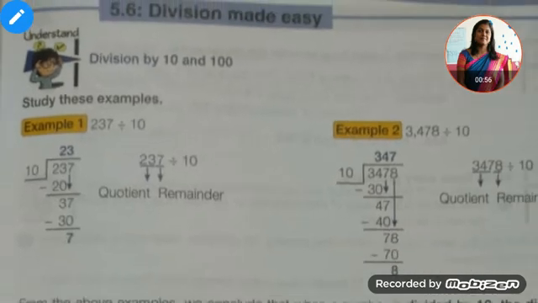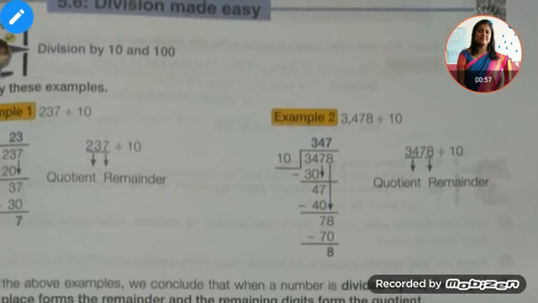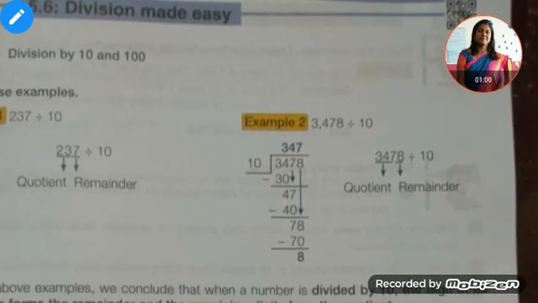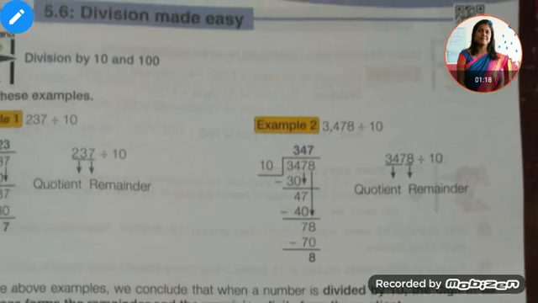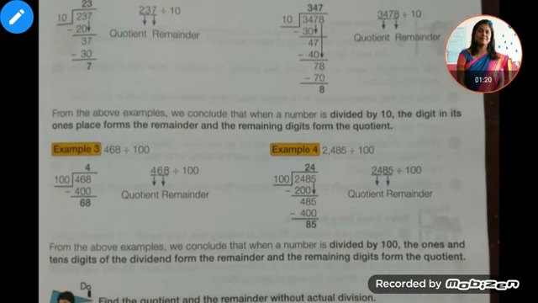So here you need to predict it, the instant you see the question, you need to understand what the remainder is. And if you take example 2, you can just see it is 3478. So the remainder is 8, 347 is your quotient, 10 is your divisor, and 3478 is the dividend. So this is how you can easily find your quotient and remainder.